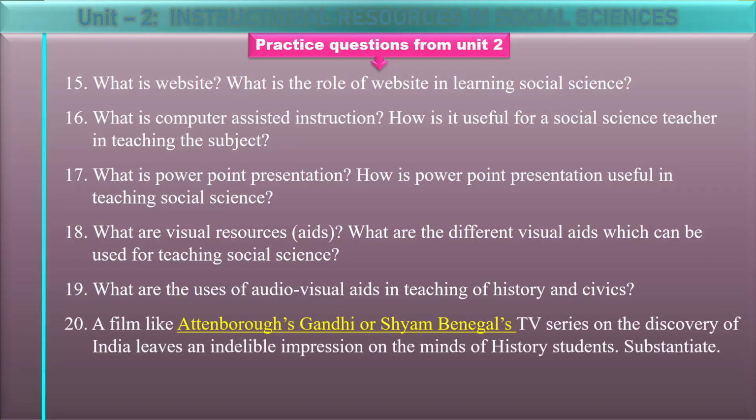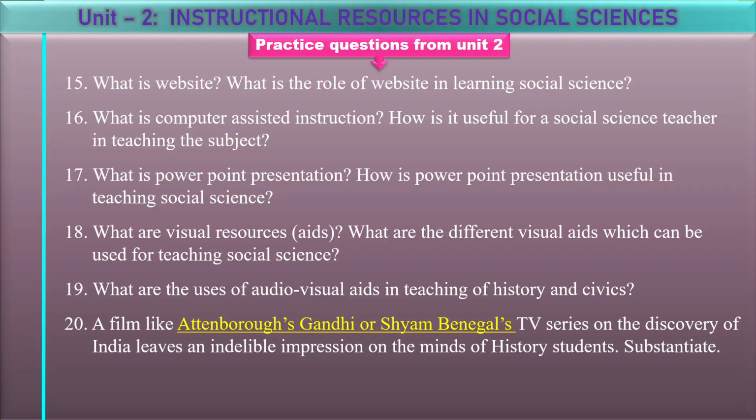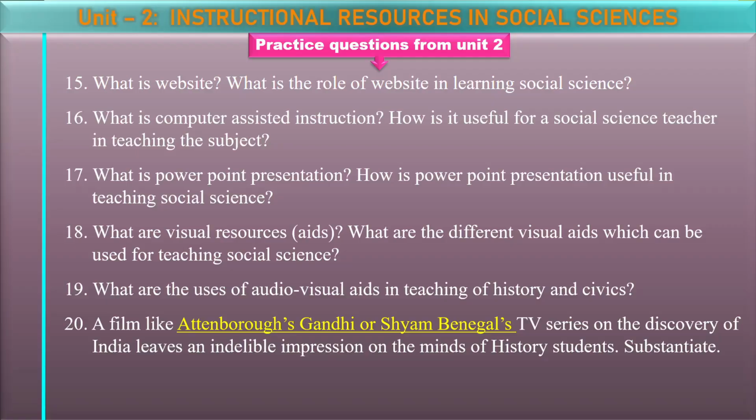A film like Attenborough's Gandhi or Shyam Benegal's TV series Discovery of India leaves an indelible impression on the minds of history students? Substantiate. Just tell me how to write when we don't know about it. I hope many of you might not be aware of what these films are about, but you can catch the idea. Suppose this kind of question comes in the exam, how do you attempt that?